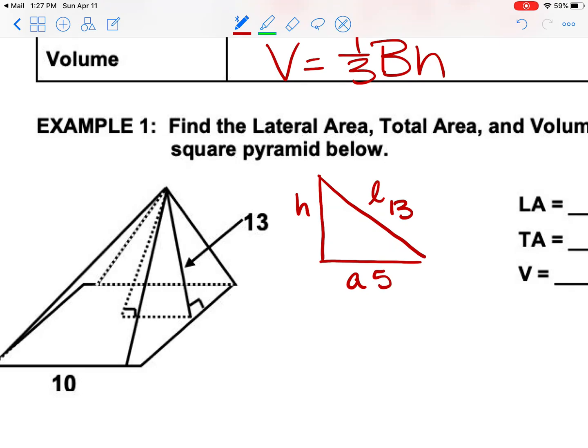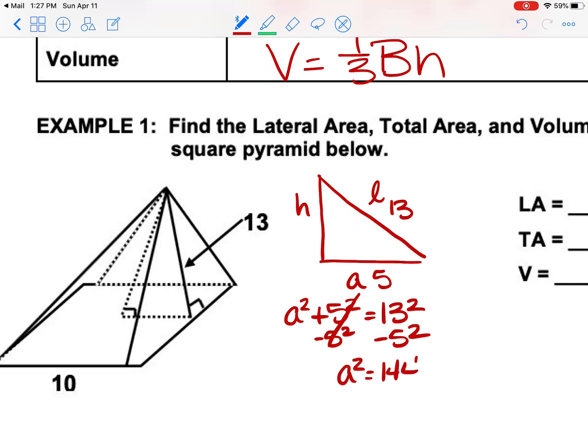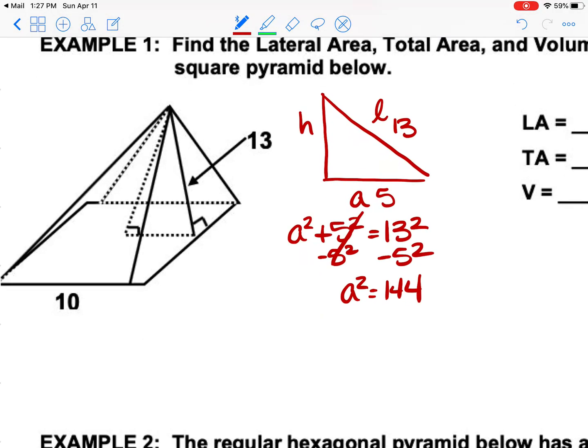So we could do our a squared plus b squared, which we could say is 5 squared, equals our c squared, which is 13 squared. We subtract 5 squared over, or subtract the 25. And so our a squared equals 144. Remember, 13 squared minus 5 squared, not 13 minus 5. And that means that a is going to equal 12.